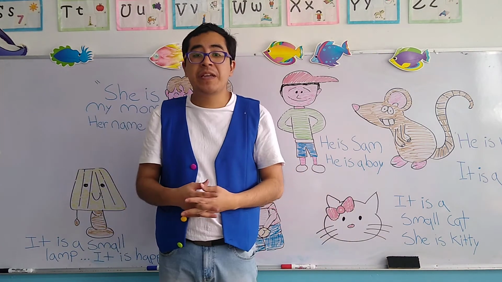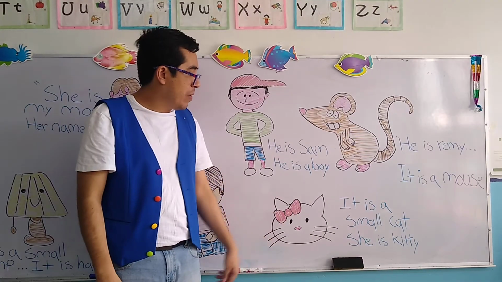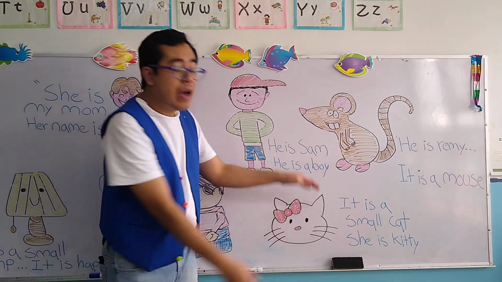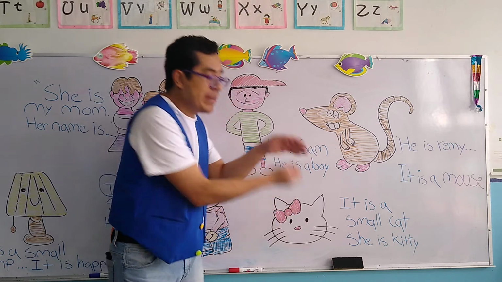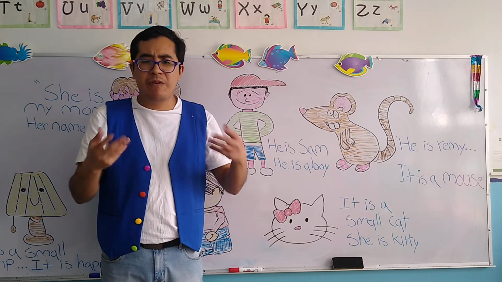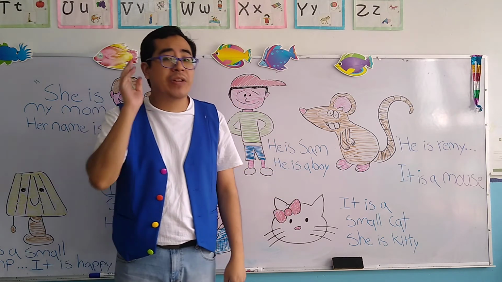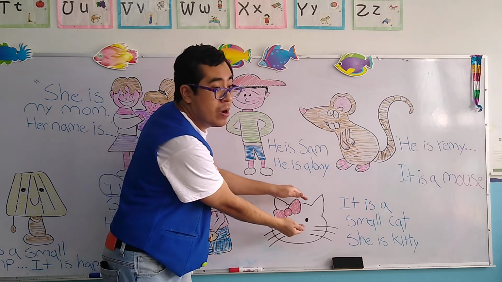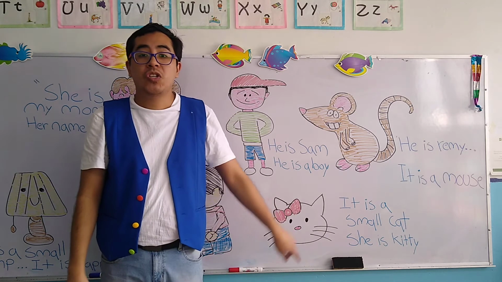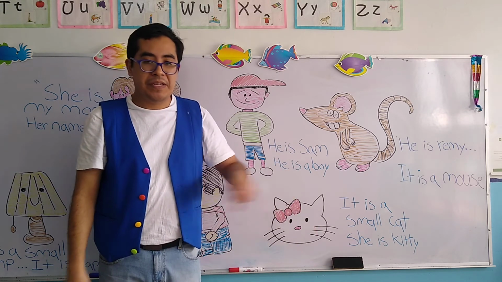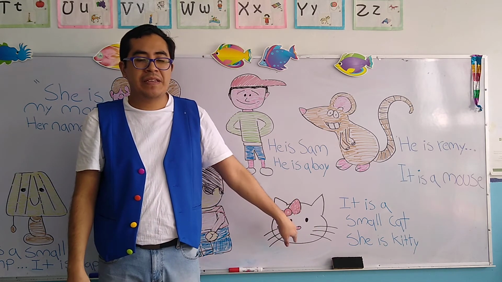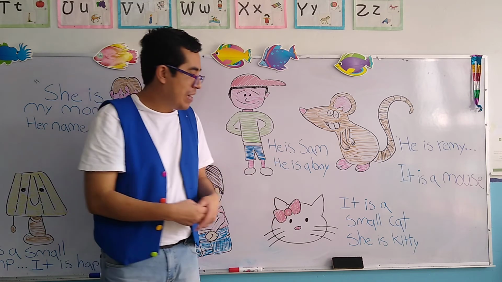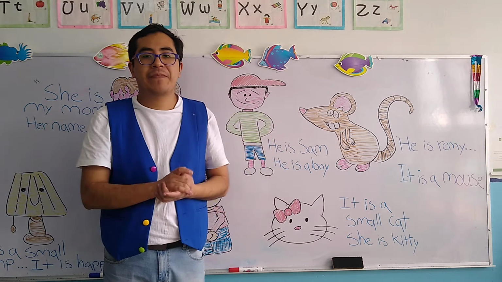Remember, we have Kitty. That's the name of the cat. So, it is a small cat. One more time, remember, with all of your energy so the teacher can hear you. It is a small cat. She is Kitty. Ella es Kitty. Es un gato pequeño. Okay?